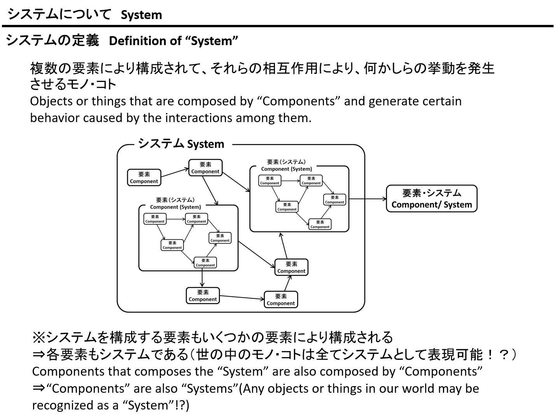Then here I need to stress one thing. Components that compose the system are also composed of components. So what this means is that components are also systems. So here I could stress this point again: any objects or things in our world may be recognized as a system.